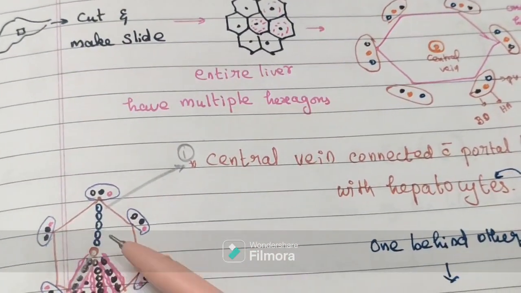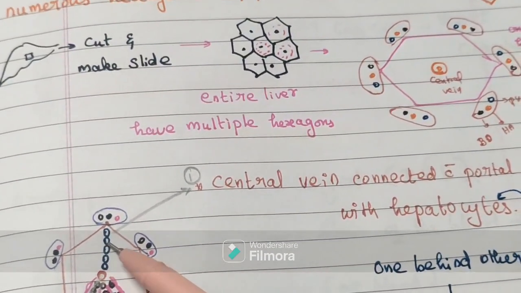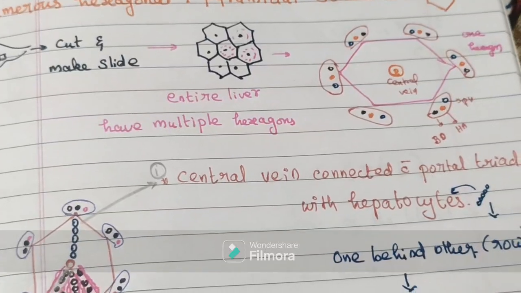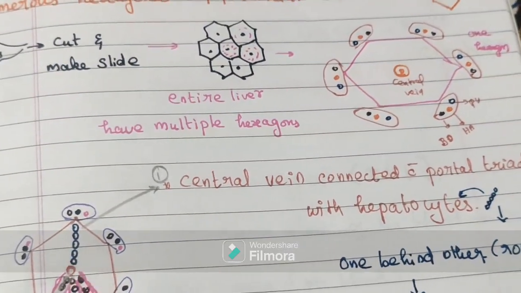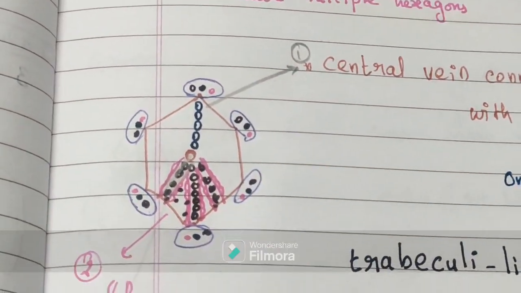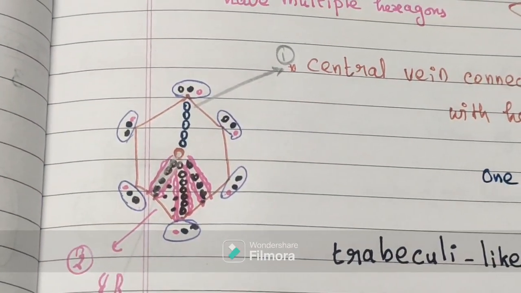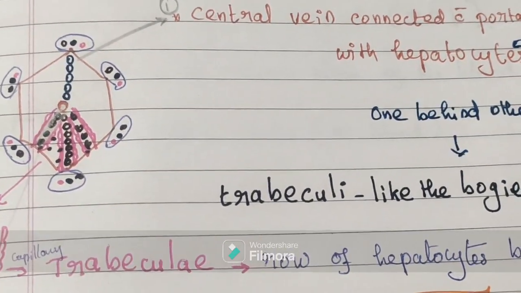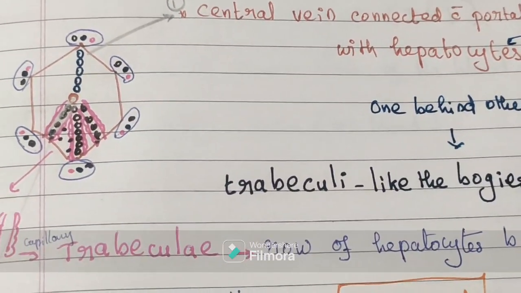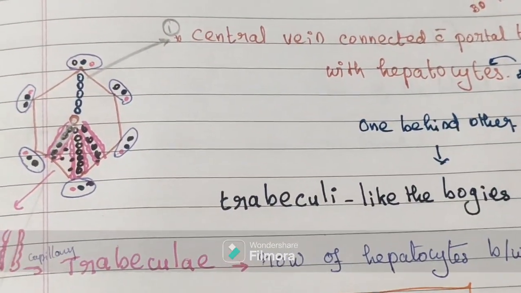The triad and the central vein are both connected with hepatocytes. This one is a hepatocyte. This one is the hepatocytes. So these are the cells of the liver, known as hepatocytes. Between two, these are like a train. They are one behind the other. They form a row, known as a trabecula, like bogies of a train. They are one behind the other, like bogies of a train, between two adjacent trabeculae.